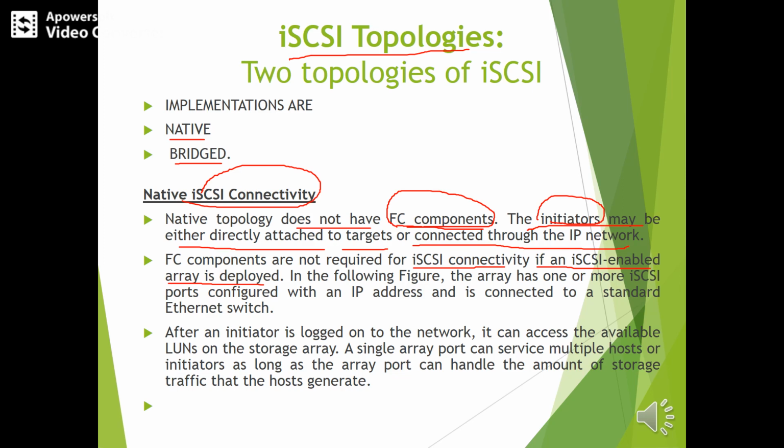In the following figure, we can observe that the array has one or more iSCSI ports configured with an IP address and is connected to the standard Ethernet switch. After an initiator is logged onto the network, it can access the available LUNs on the storage array. So whenever the initiator is logged onto the network, it can directly access the LUNs located within the storage array. A single array port can service multiple hosts. So this is the advantage here.